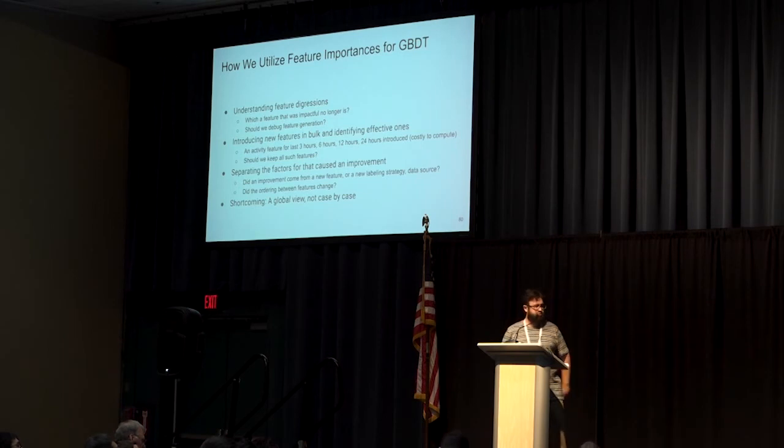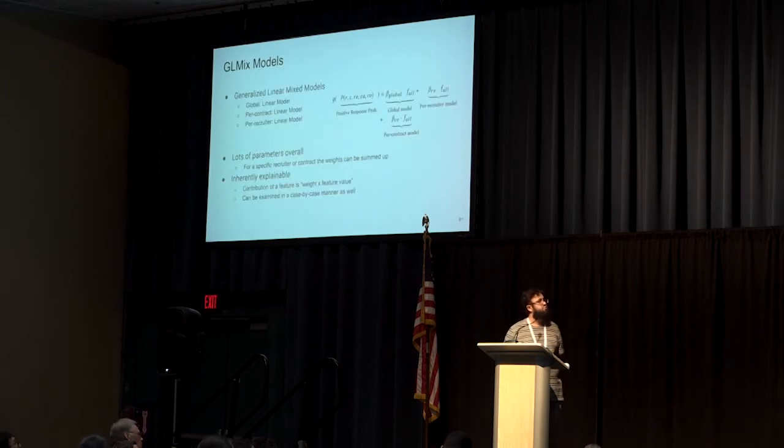And the shortcoming is just with every global view, global explanation, it doesn't give a case-by-case analysis. And for that, you would have to actually see which nodes are activated in the tree. So this global view is not necessarily useful.